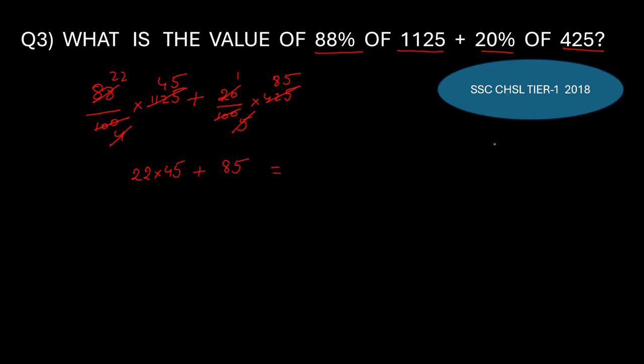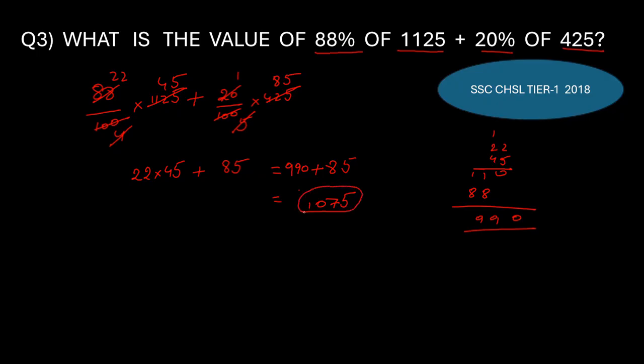That is equal to 22 into 45, which is 990, and 22 into 4 is 88, so 990 plus 85. That is equal to 1075. So 88% of 1125 plus 20% of 425 gives us 1075. This question was asked in 2018 CHSL Tier 1. Let us go ahead, guys.